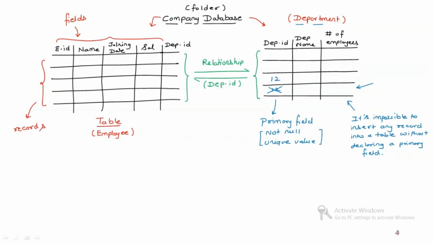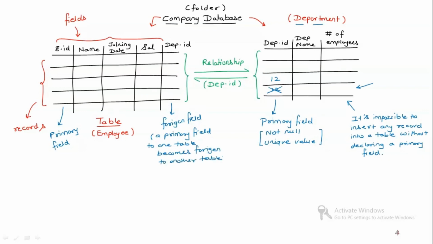In the table employees, my primary field is employee ID, but department ID in the employee table becomes a foreign field. So what is the definition of a foreign field? A particular primary field of a table becomes foreign to another table. So a primary field to one table becomes foreign to another table. So that's what a primary field and the foreign field is. The combination of these two fields creates the relationship.